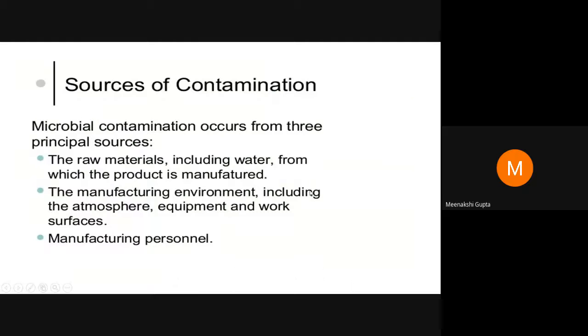Next, what are the sources of contamination? Raw material, including water, then the manufacturing environment, including atmosphere, equipment, workspace, and manufacturing personnel. All these are responsible for the quality of the finished cosmetic product. The personnel involved in the manufacturing of cosmetics must be trained so that there is minimum contamination and we can eliminate most of the contamination sources. Even the raw materials must be selected with good quality or minimum contamination.